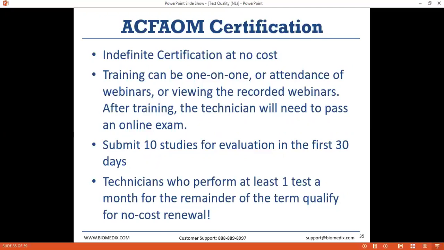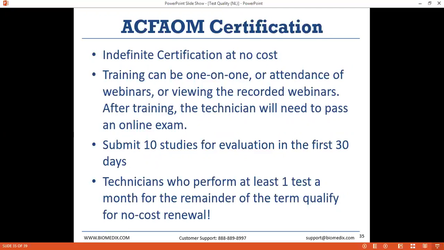So we've got a new protocol here, which is free of charge for everyone operating under PADnet's contract. The first step will be getting trained. Training for the certification can be purchased, but more typically involves the attendance of webinars, like the one you're at today, or by reviewing the recorded webinars on our YouTube channel. After training, the technologist will need to take and pass an online exam to show mastery of the material.